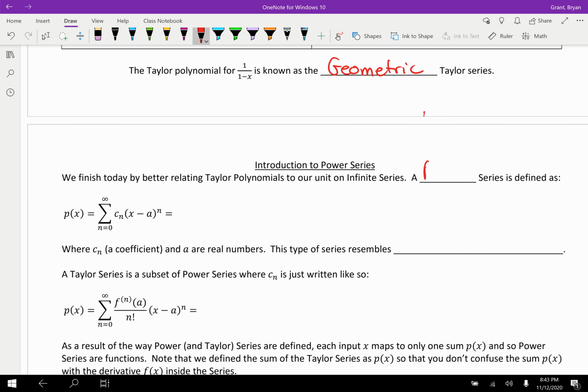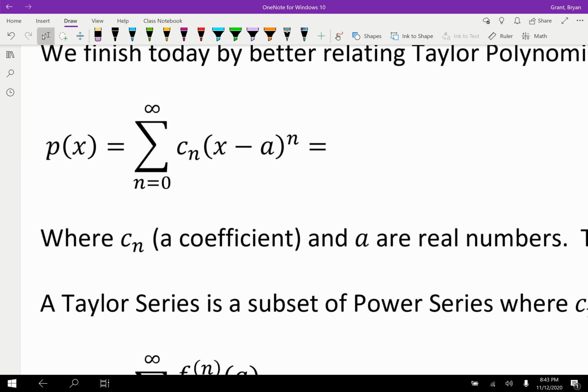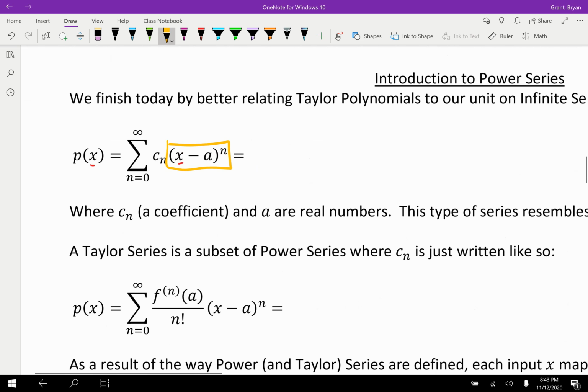A power series is defined as any series that fits this format, where we say it's p of x. So this is a function of x. There's going to be x in here, where we have (x minus a) to the n. And this (x minus a) to the n tells us that this is a series centered at x equals a. So just by looking at the formula, you should be able to see the center, the opposite of a, if you'd like to think of it that way.